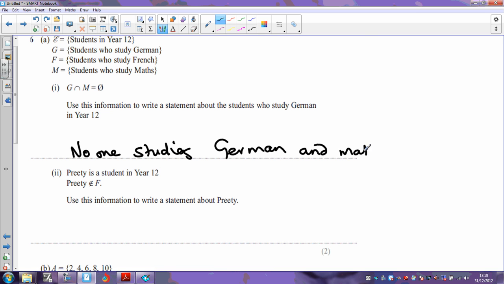Or if you like, as the question said to you, write a statement about the students who study German. All of the students who study German do not study maths, would be another way of saying it.